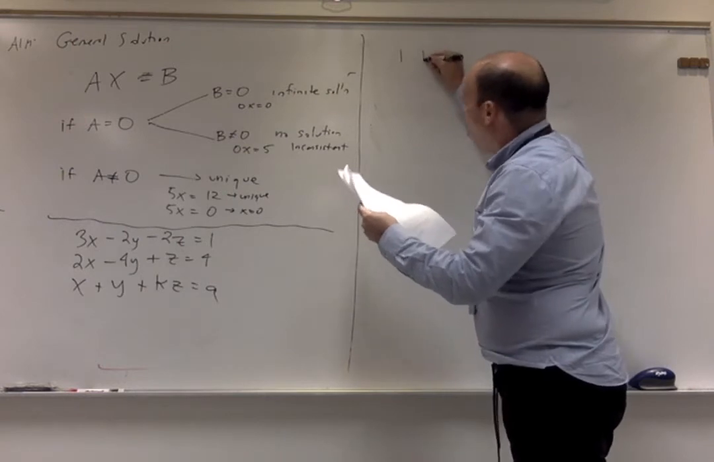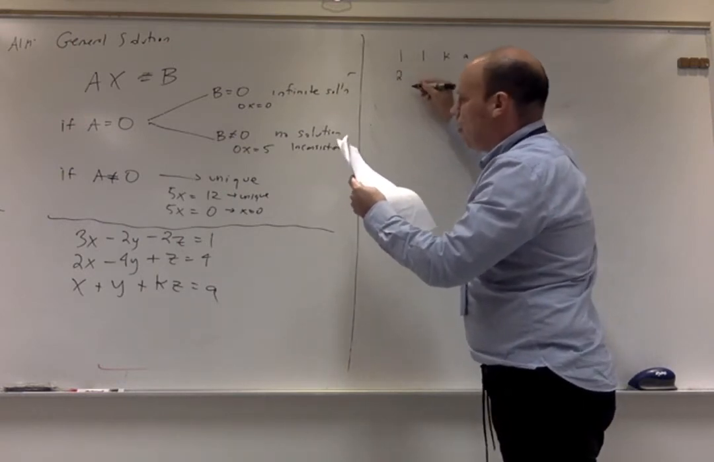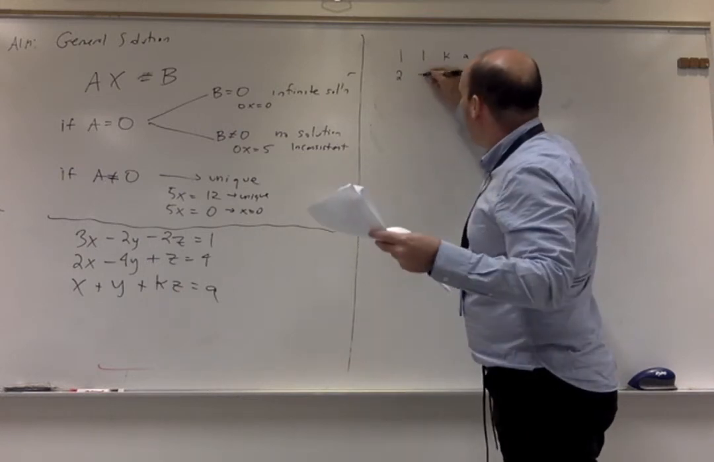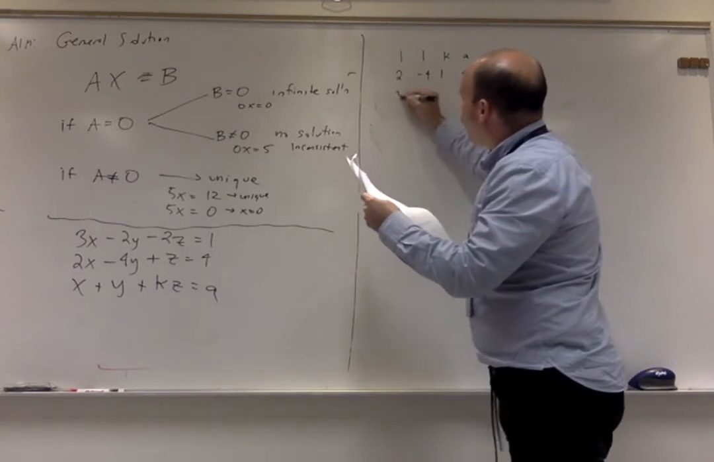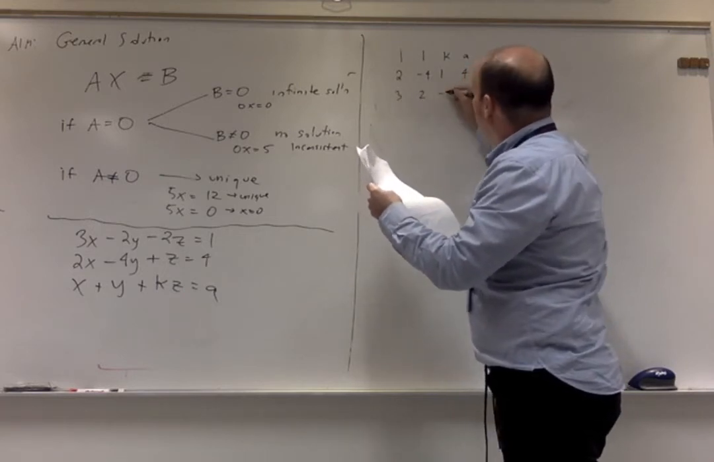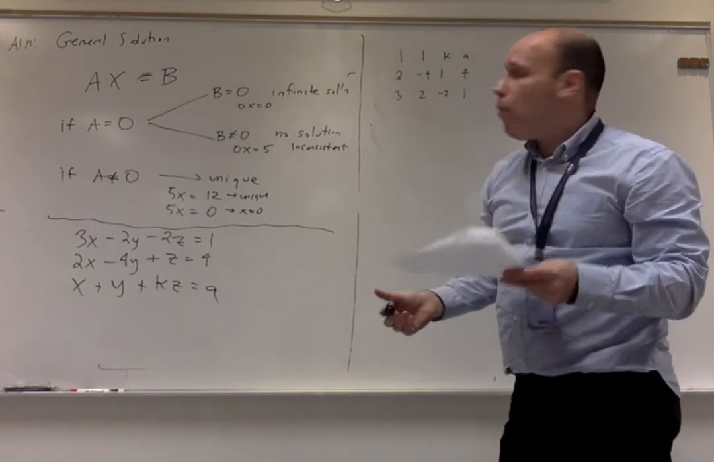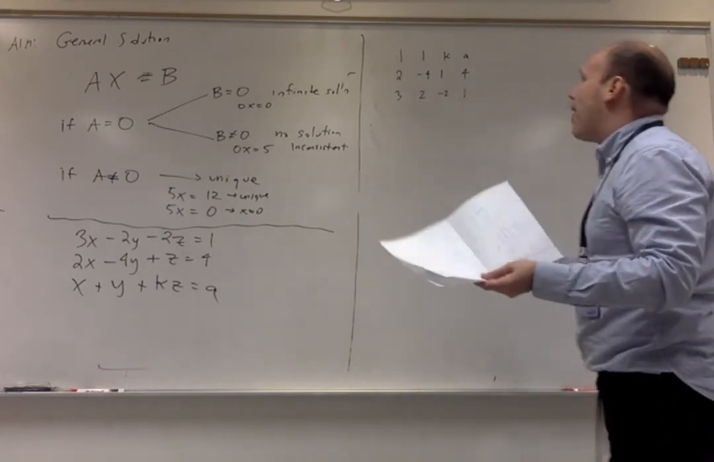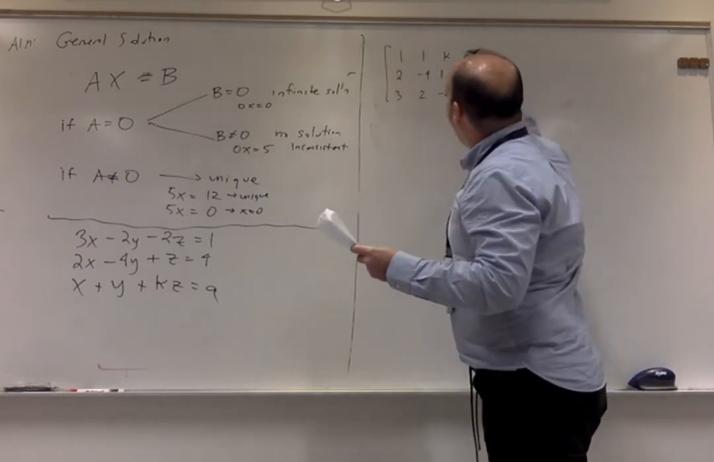Row 1: 1, 1, K, A. Row 2: 2, -4, 1, 4. Row 3: 3, 2, -2, 1. What do you think the rules are? I'm going to get rid of that 2 and that 3, and maybe put the brackets over it.